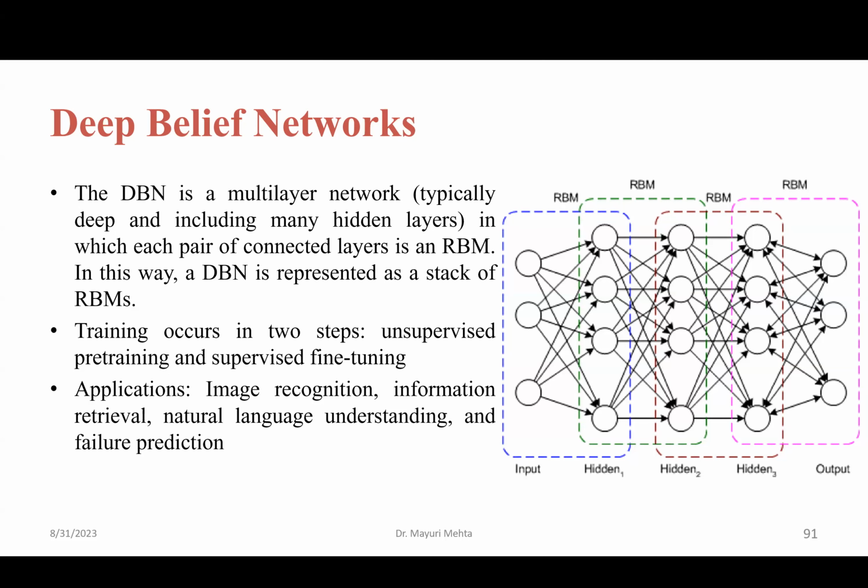For the green box, which represents the second RBM, the first hidden layer acts as the input layer and the second hidden layer acts as the output layer. Similarly, for the third RBM, represented by the red box, the second hidden layer represents the input layer and the next hidden layer represents the output layer, and so on, right? This process continues until each layer in the model is pre-trained. When the pre-training is complete, fine-tuning begins.